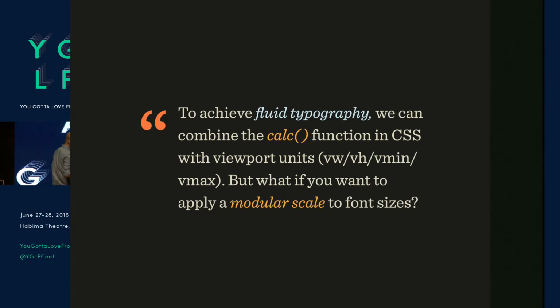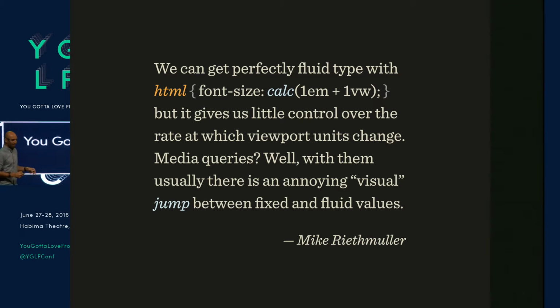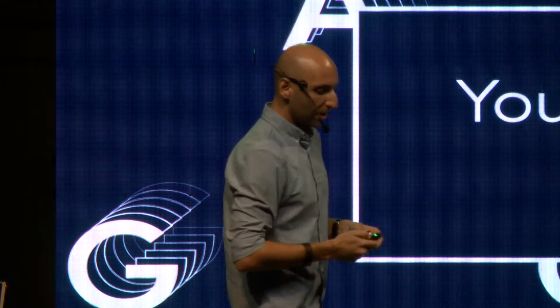You actually want to have a nice modular scale. Because what if we can get this perfectly fluid type with something like this, right? Font size calc(1em + 1vw), where 1em is going to be our minimum font size, but this is not nice because the actual font size is going to be 1em in the smallest use case. And it's going to grow infinitely, which is probably not what we want. So maybe we can actually improve it a little bit.